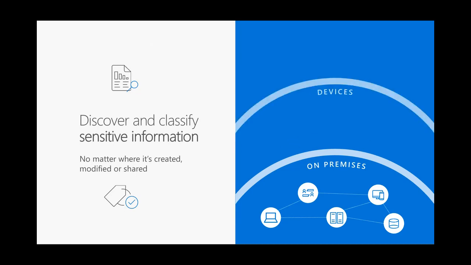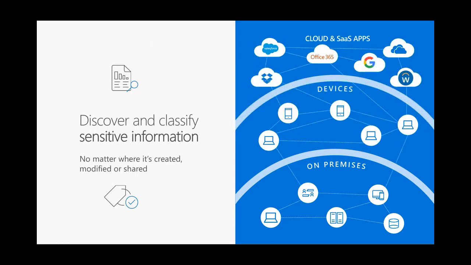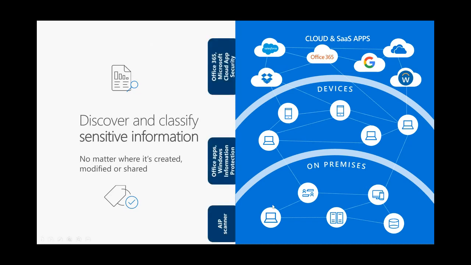All right. So here, as I was mentioning earlier, we want to give you the biggest and the best coverage wherever your data is. If you click one more time, Mike. Here, we have 3 or 4 different products, many different products actually, that help you discover and classify data consistently across the board. We have the AIP scanner.